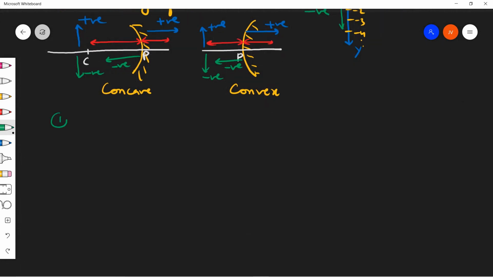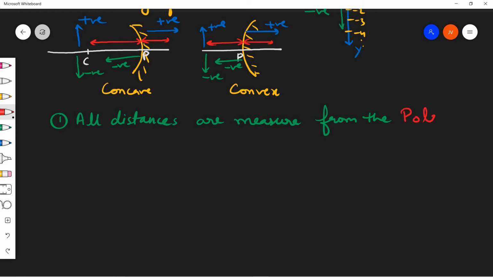The first point is all distances. Distances means object distance, image distance, focal length, height of object, height of image, those all. All distances are measured from the pole of the mirror.